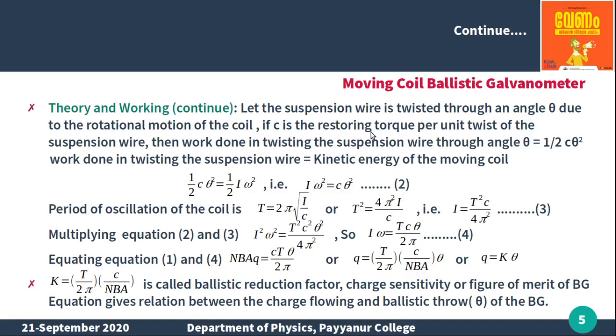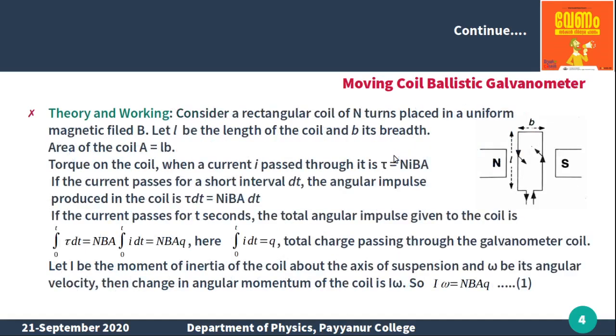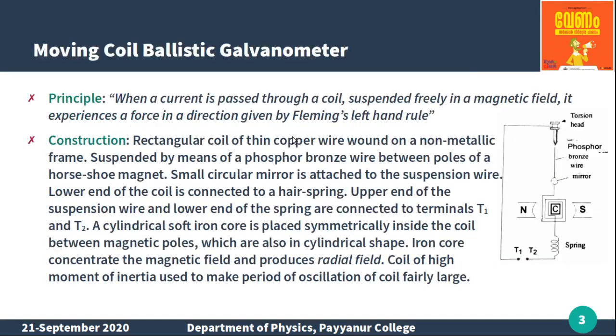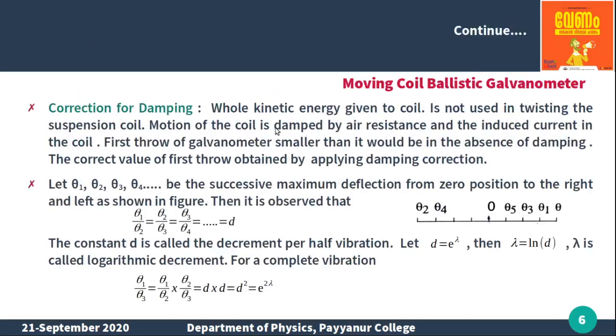Why do we need a correction for damping in this case? In the ideal moving coil ballistic galvanometer, what we think is that it has no damping. Damping force is not there. It is an ideal case. That means whatever kinetic energy the coil has is used to twist the suspension wire. We are thinking like that. That means there is no damping force.